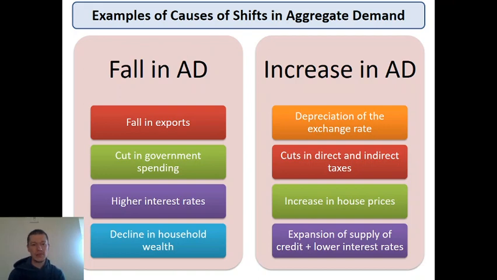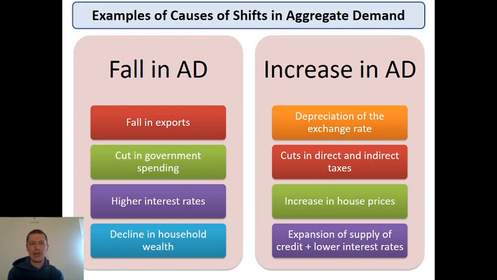A cut in government spending, total opposite at the moment. But if, say, during the recession of 2008, 2009, the government cut spending, we called it austerity, the government were being very austere, then there was less government spending. CIG decreases, AD pushes inwards.